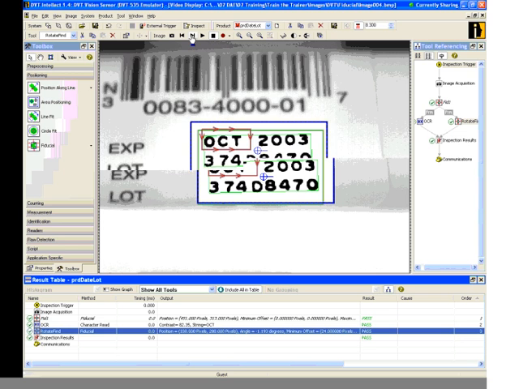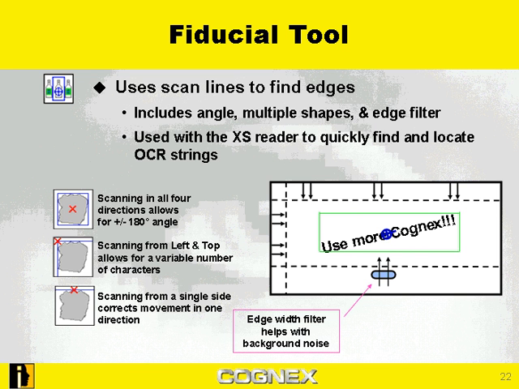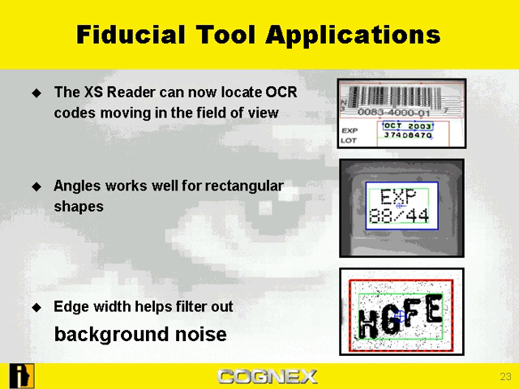So that's really about all there is to the fiducial. Let me jump back to the presentation quickly, and we'll wrap this up. So once again, by review, the Fiducial tool is the only positioning tool that you'll get in the XS Reader, but it's generally all you need because the primary thing that you're looking for is text strings. And it's very fast. That's one of the big advantages of the Fiducial tool.